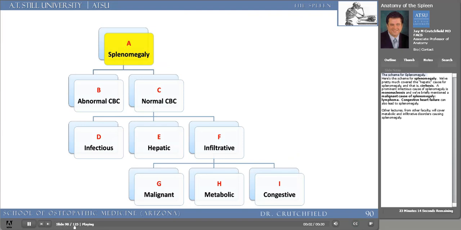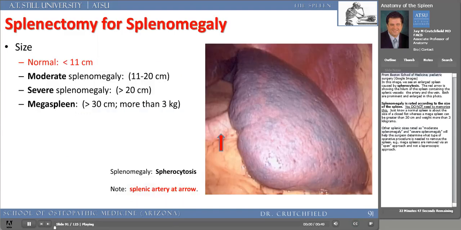Here's the scheme for splenomegaly. We've pretty much covered the hepatic cause for splenomegaly, and that is cirrhosis. A prominent infectious etiology of splenomegaly is mononucleosis, and we've briefly mentioned a malignant cause of splenomegaly, i.e. lymphoma. Congestive heart failure can also lead to splenomegaly. Other lectures will cover metabolic and infiltrative disorders of splenomegaly.